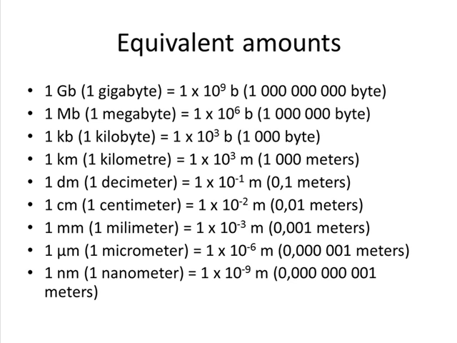Here are some more equivalent amounts which you'll find useful in creating your own conversion factors. 1 gigabyte is 1 times 10 to the power 9 bytes. 1 megabyte is 1 times 10 to the power 6 bytes. 1 kilo of anything is 10 to the power 3. 1 kilobyte, 10 to the power 3 bytes. 1 kilometer, 10 to the power 3 meters.